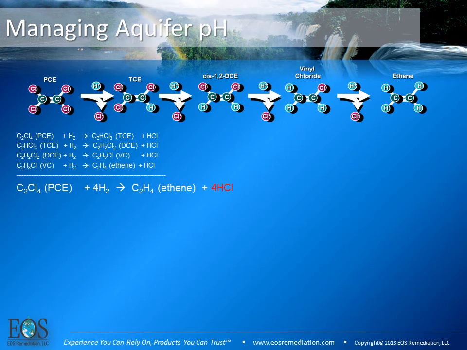Finally, the last subject I'd like to touch on is managing your aquifer pH. This is a common problem for bioremediation. Not only are you forming fermentable acids from your electron donor, which I've discussed at length at the beginning, but also every time you degrade the chlorinated solvent, you will release hydrochloric acid. Theoretically, if you degrade 1 mole of PCE, you will generate 4 moles of hydrochloric acid.